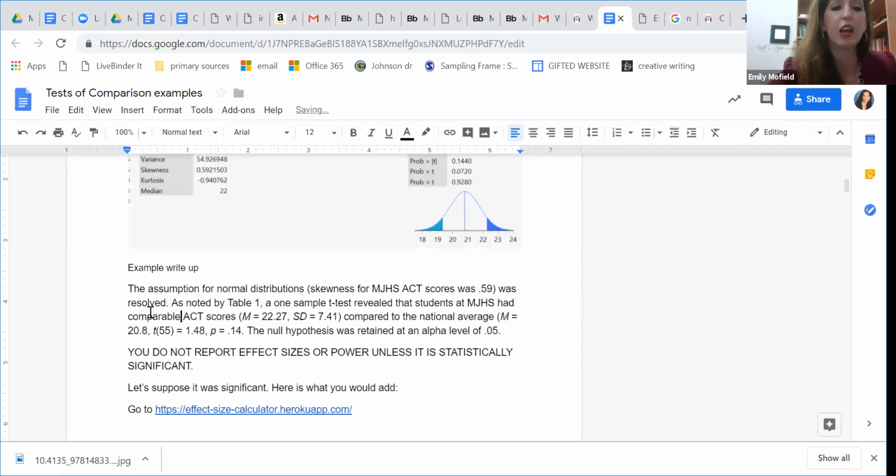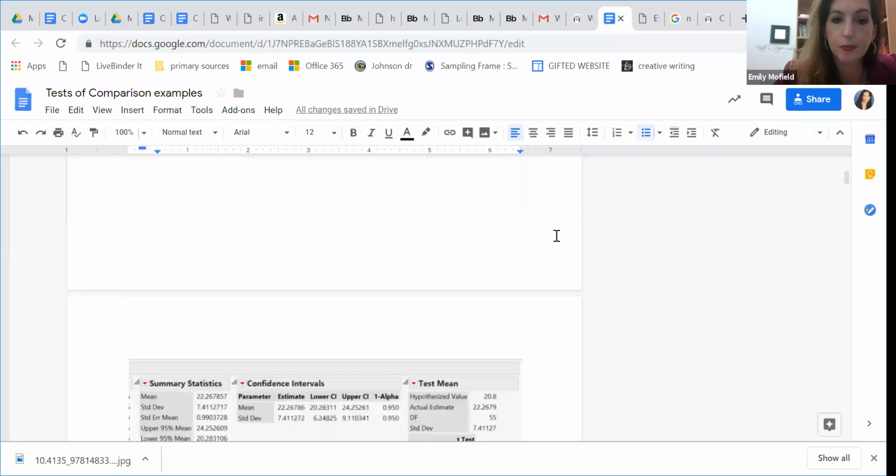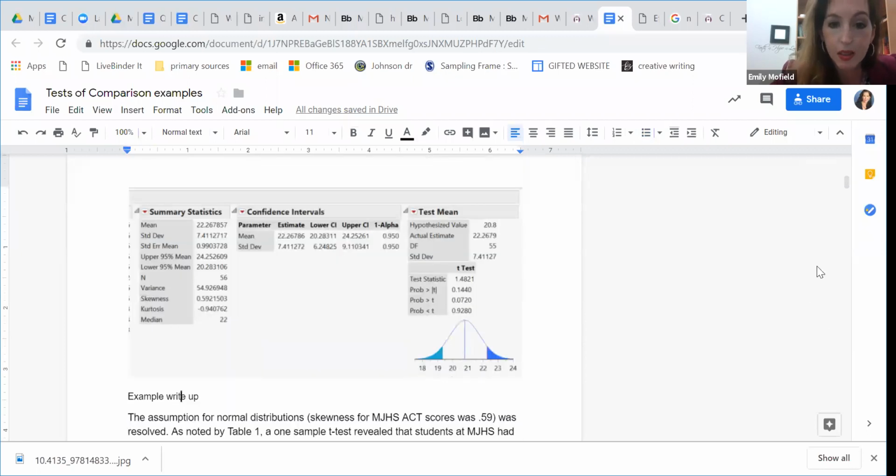They actually had comparable ACT scores because, look at this. The p-value here associated with the t-test, this is the one I'm looking at, 0.14. That is not statistically significant. So because the national average was 20.8, and from my sample it was a 22.626, that's really not too different from each other. All right, so that's basically what this is saying.